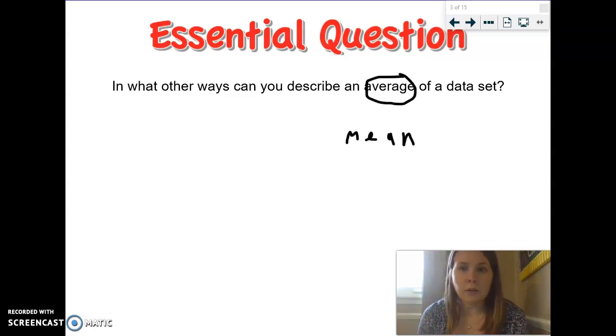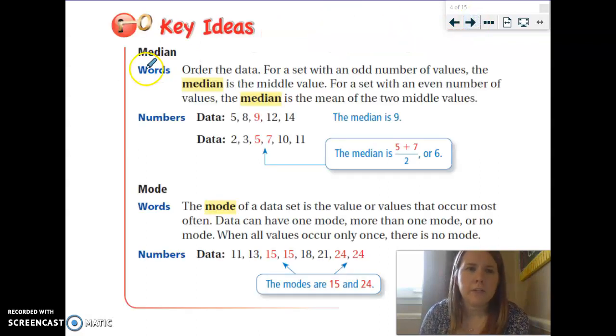So what we're really getting into then is talking about different numbers that are also going to be important to help us describe these data. We're going to be talking mostly about median and mode. All right, so your median. What you need to do for your median is order the data. For a set with an odd number of values, the median is the middle value. For a set with an even number of values, the median is the mean of the two middle values.